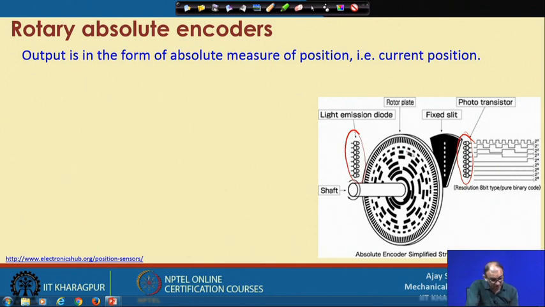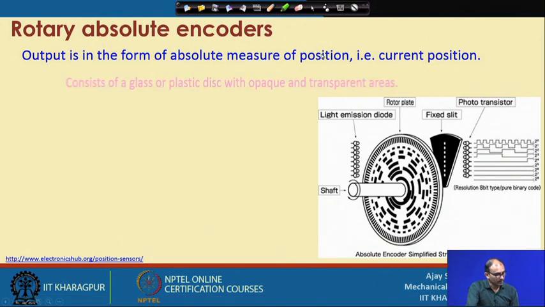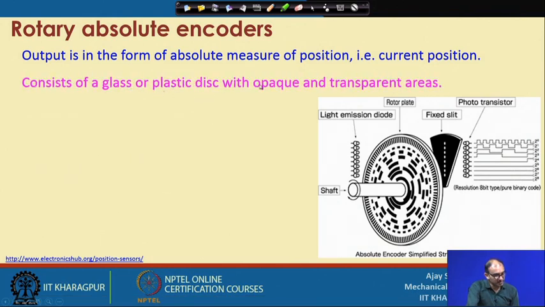Here it is creating one type of code. In the earlier case we were getting one signal, but here it is getting a code, and that code is unique for each and every instant of the rotation. When you rotate this part, the black and white areas generate signals everywhere, and whatever the final output of all these signals is, you get a binary code, and that binary code belongs to one particular location. It consists of a glass or plastic disc with opaque and transparent areas. So these are the opaque and transparent areas.